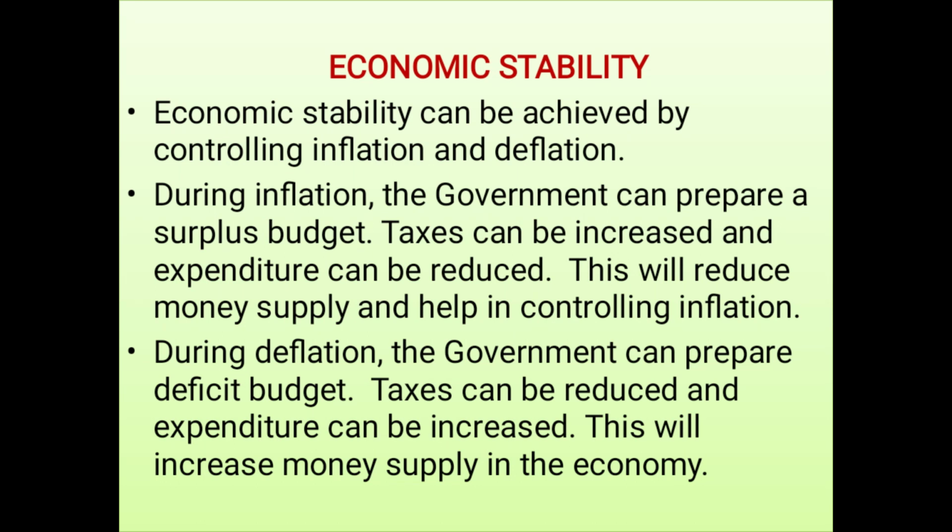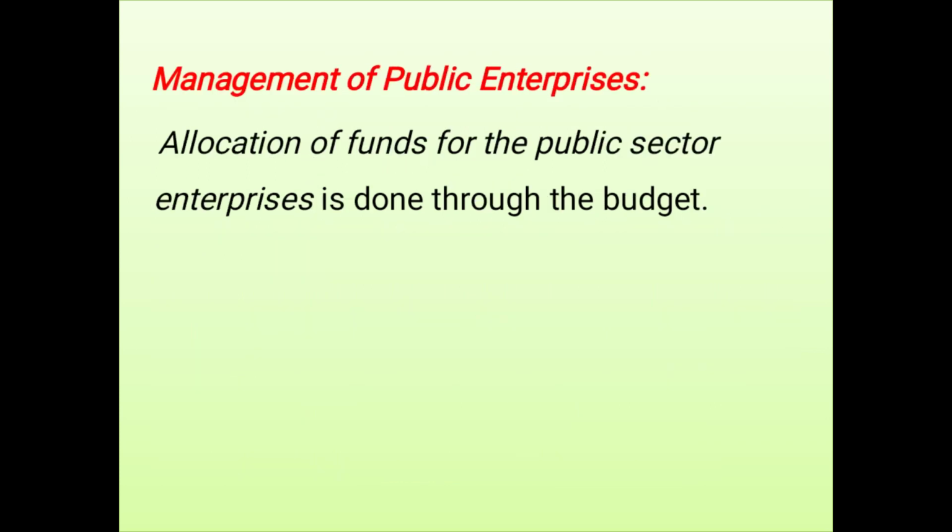Next is economic stability. Economic stability can be achieved by controlling inflation and deflation. Now, inflation is when the general price level of goods increases, and deflation means when aggregate demand falls short. So during inflation, the government can prepare a surplus budget, so taxes can be increased and expenditure can be reduced. This will reduce money supply and help in controlling inflation. During deflation, vice versa. The government can prepare a deficit budget, taxes can be reduced and expenditure can be increased. This will increase money supply in the economy.